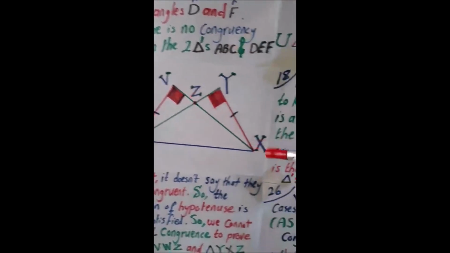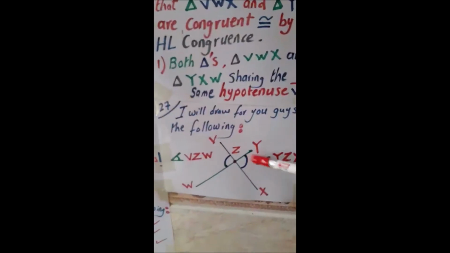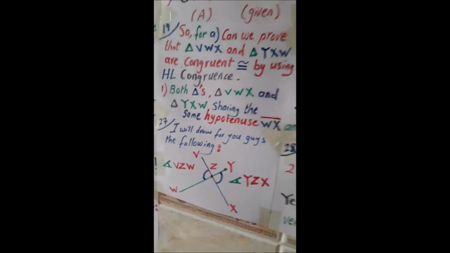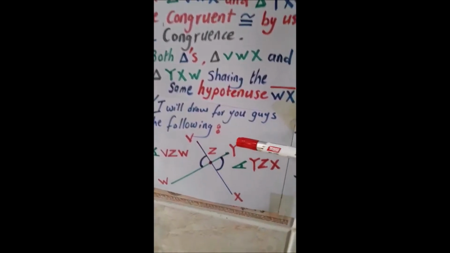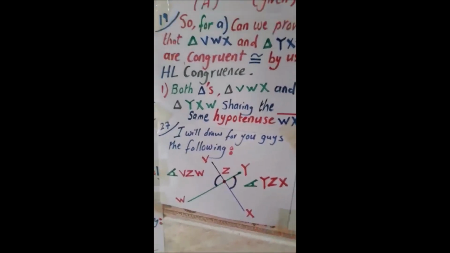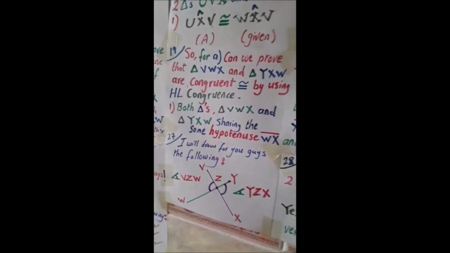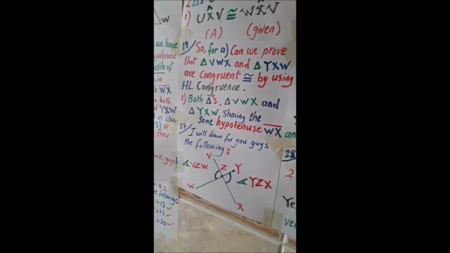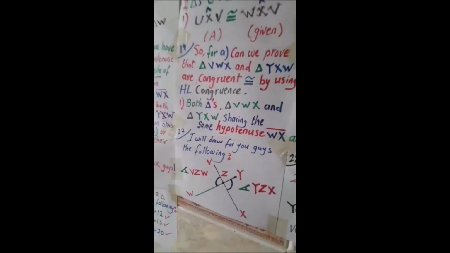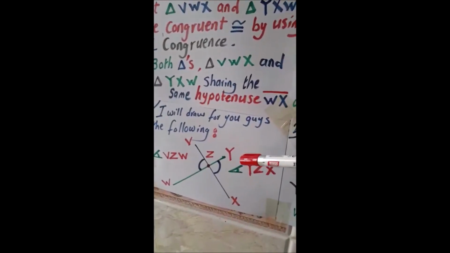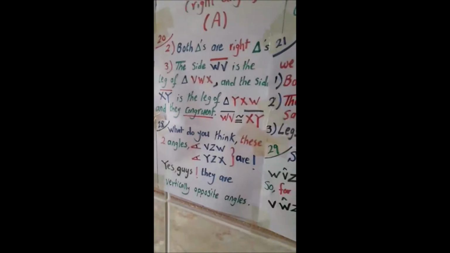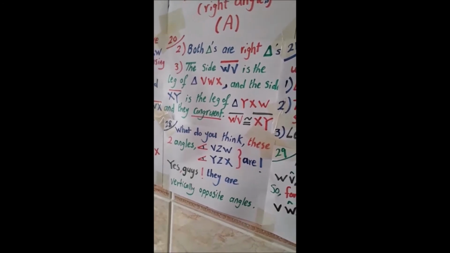WZY and VZX. Guys, what do you think these two angles? What do you think VZW and YZX? Just let me remember, if you go a little bit backward, we were talking about congruent, corresponding. Yes, you are so close. Excellent, guys. What do you think these two angles are?